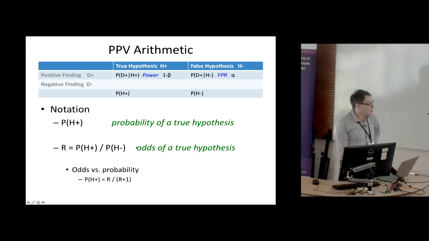The one thing that this logic depends on is representing this in terms of odds. So this is the probability of a true research hypothesis to the probability of a false one. That's the odds of a true hypothesis. And you can go backwards and forwards between probabilities and odds.